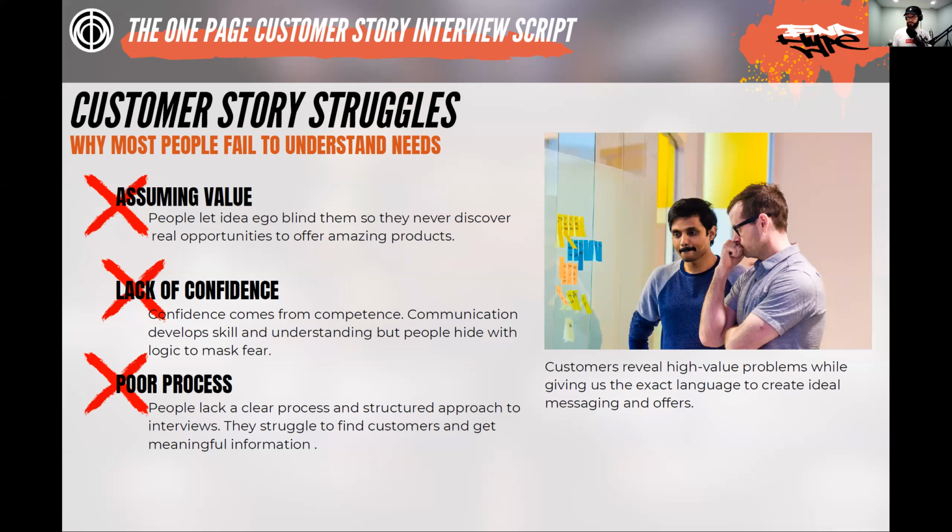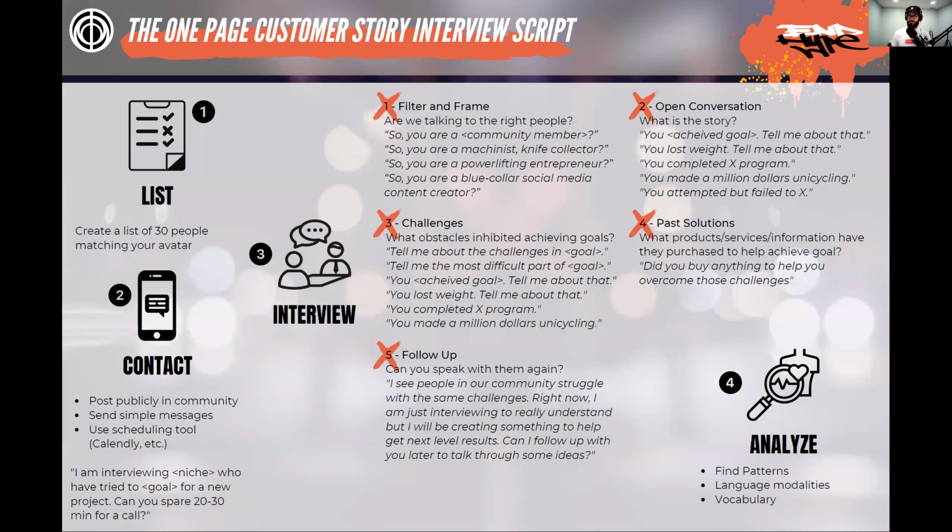But this is the thing: customers reveal high value problems while they give us the exact language to create ideal messaging and offers. We also get better at talking to people. We get better at finding people. We validate the channels. So, hey, I talked to these people. I found them through Instagram DMs. I talked to them through our Facebook group. Hey, I went to an event and then I talked to people. We validate initial channels, which will be our traction channels, or where we're able to initially sell to them. That's later information.